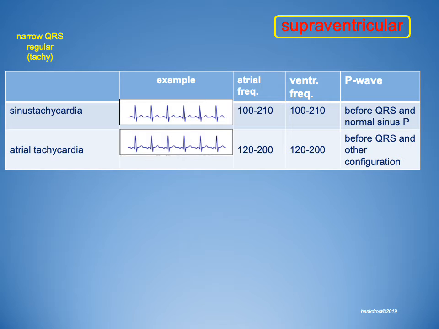Second form in regular narrow QRS tachycardia is the atrial tachycardia. Atrial and ventricular frequency are equal and of course above 100, but in this case the P wave is not a normal sinus P wave. Normal sinus P wave is upright in 2, is negative in AVR and biphasic in V1, but it's another P because the origin of the stimulus is not in the sinus node but lower in the atrium, and it is before the QRS.